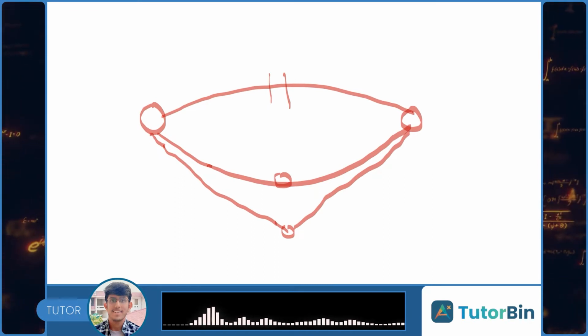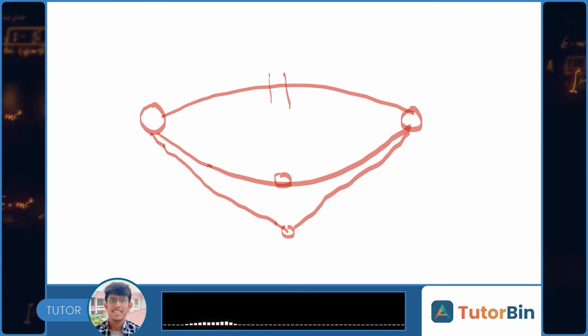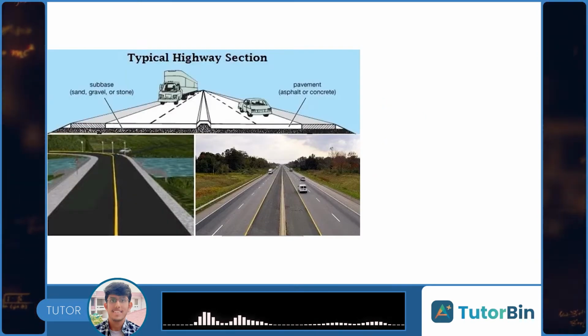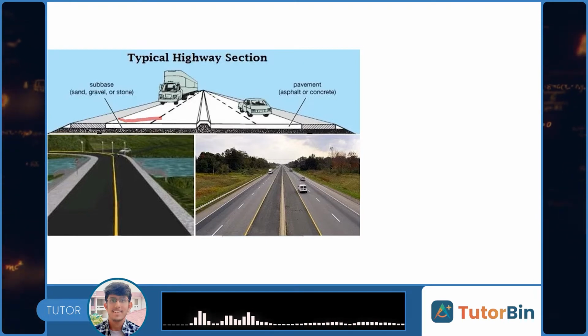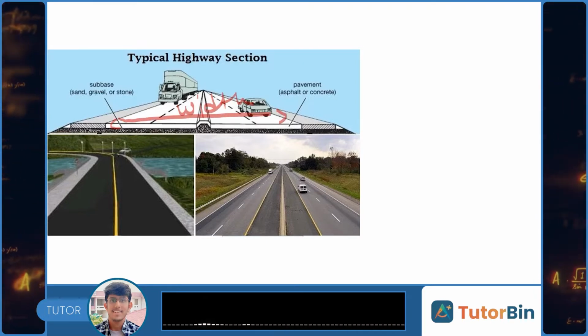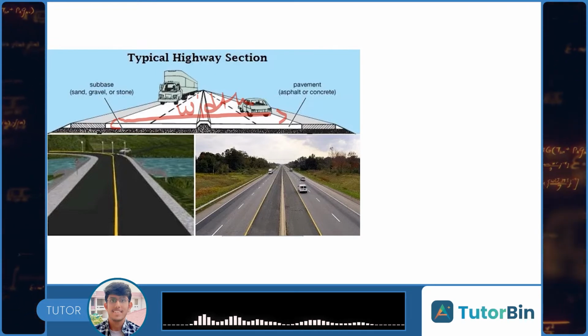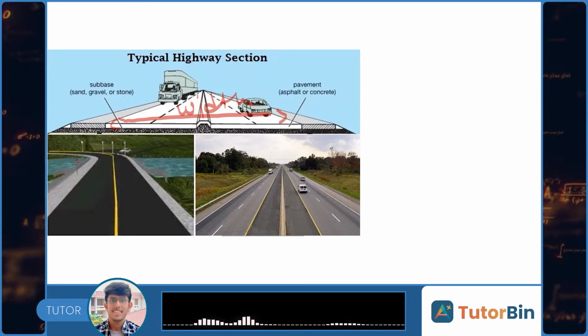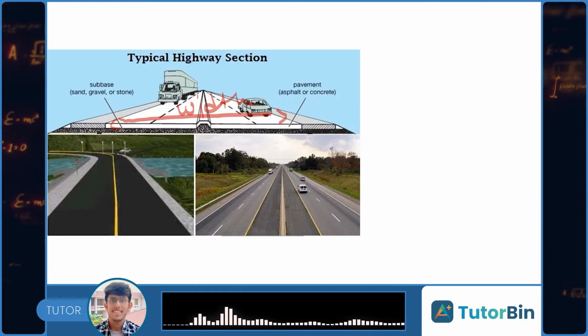Basically, geometrical design of highway deals with the dimension and layout of the visible features of the highway, such as the width. This is the width of the road, alignment, sight distance and intersection. We will discuss these elements after some time. Now let's discuss the importance of geometric design of highway.